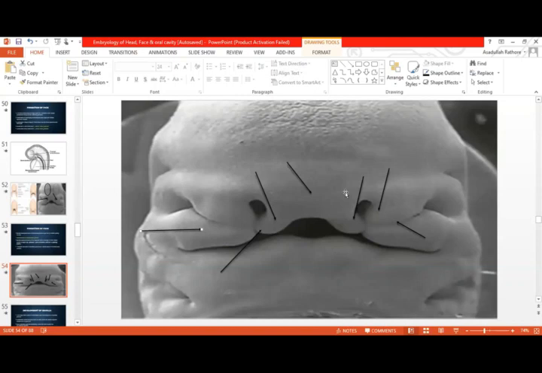So are you clear about formation of face now, ठीक है। ये different prominences होती हैं जिनकी फ्यूजन से आपके facial structures और upper lip के जो structures हैं वो develop होते हैं। So are you clear about the formation of face?